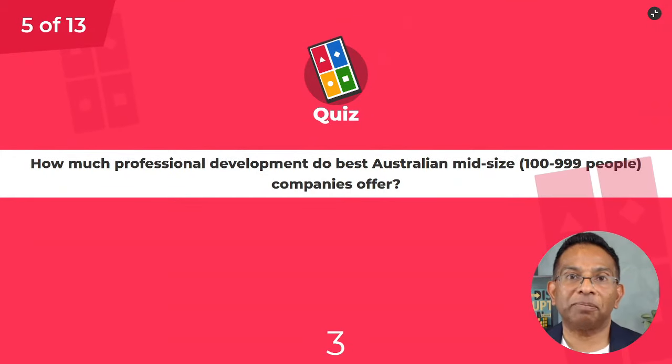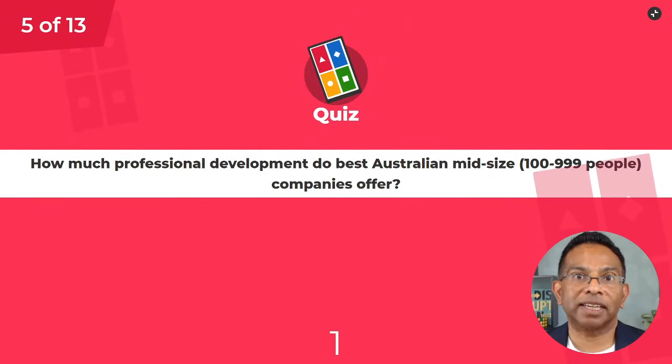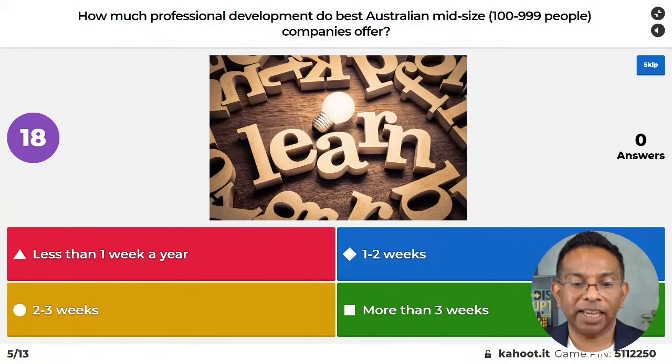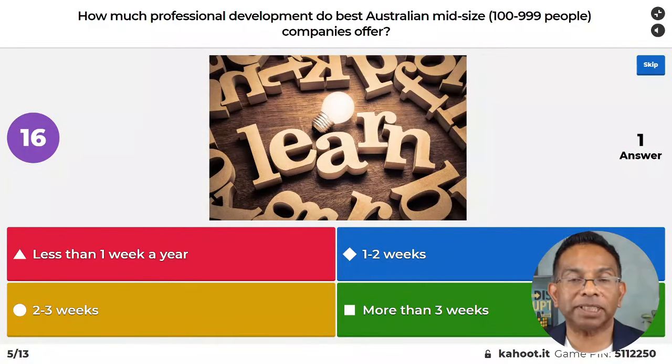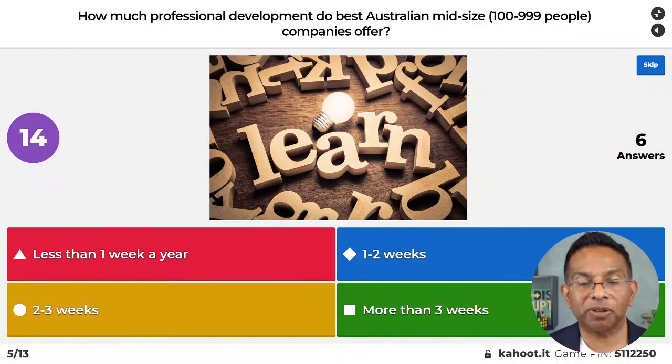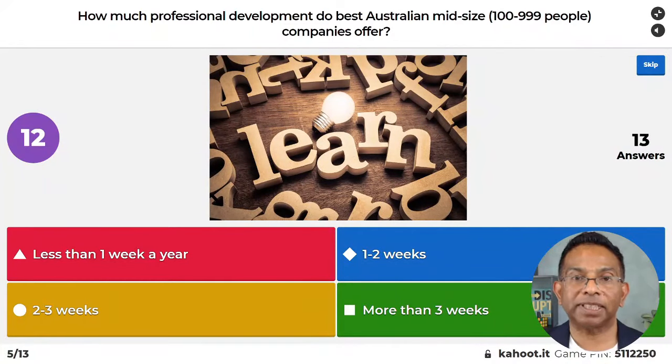Okay, so here's one about mid-sized companies, and there's some research done in Australia about the best Australian mid-sized companies, in other words, the best performing. How much professional development a year, on average, do they offer for their people?